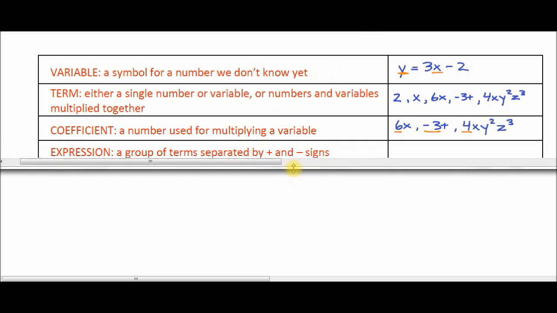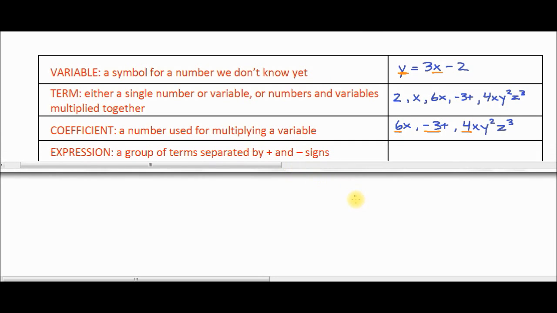Next definition: an expression. What is an expression? Well, an expression is just a group of terms separated by plus and minus signs. Now notice, nowhere in this definition are we talking about an equals sign. There's no equals in there. It's just a group of terms separated by addition or subtraction. So here's a possible expression, x plus 2.